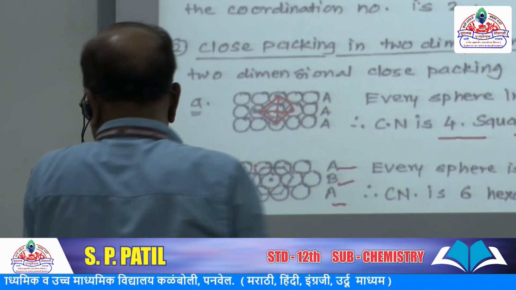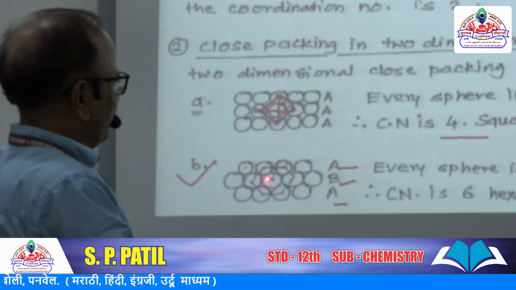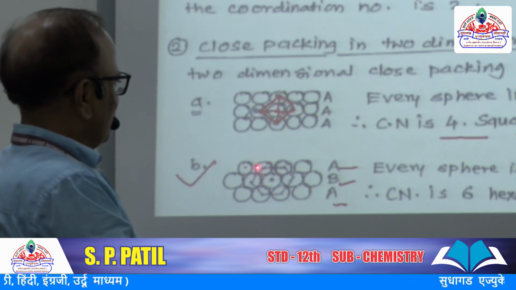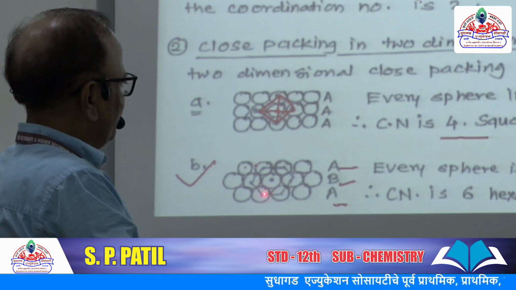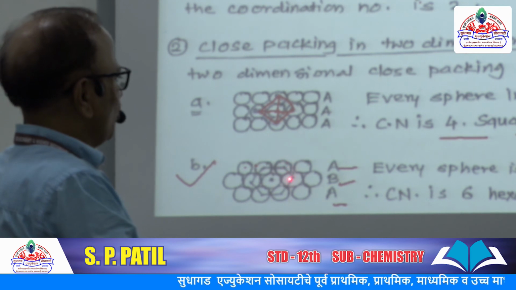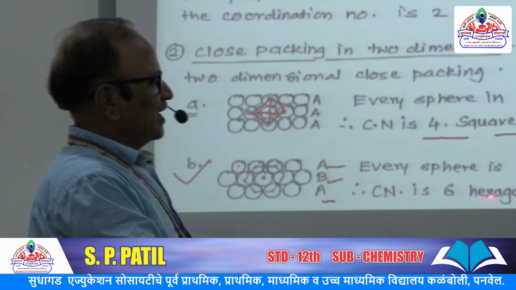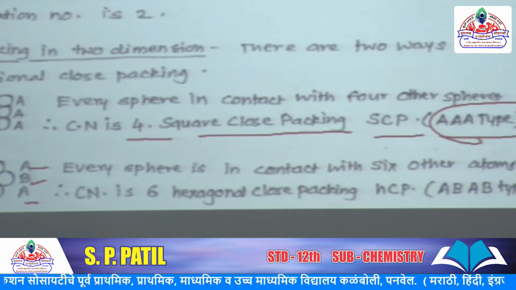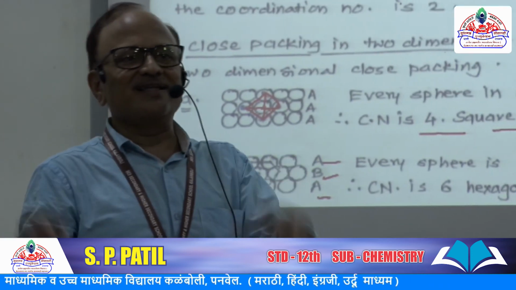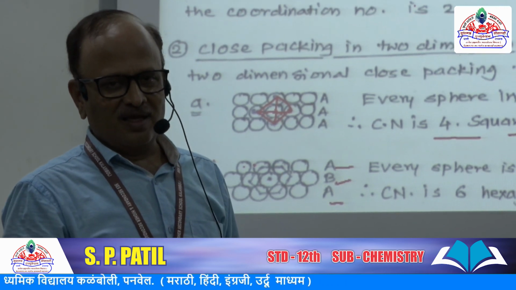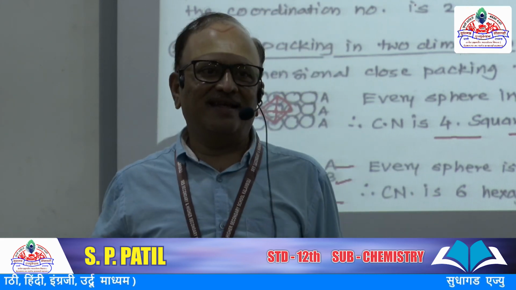So if we consider this particular atom, it is directly touching 6: first, second, third, fourth, fifth, and sixth. So hexagon means the coordination number is 6. So it is called hexagonal close packing. So these are different types of packing. By this packing, the crystal structure formation takes place. About the third type of packing, or three-dimensional packing, we will see in the next lecture. Thank you.